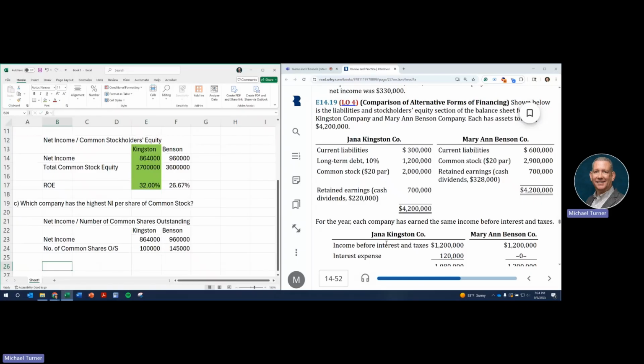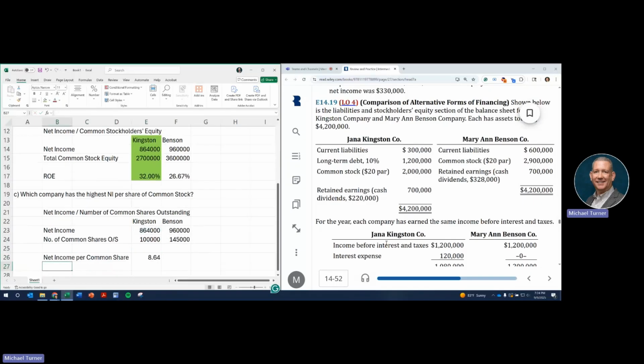So our ratio of net income per share: for Kingston, net income was $864,000. This company has 100,000 shares outstanding. So each share is attributed $8.64 of net income. For Benson, $960,000 of net income divided by their 145,000 shares outstanding is $6.62.